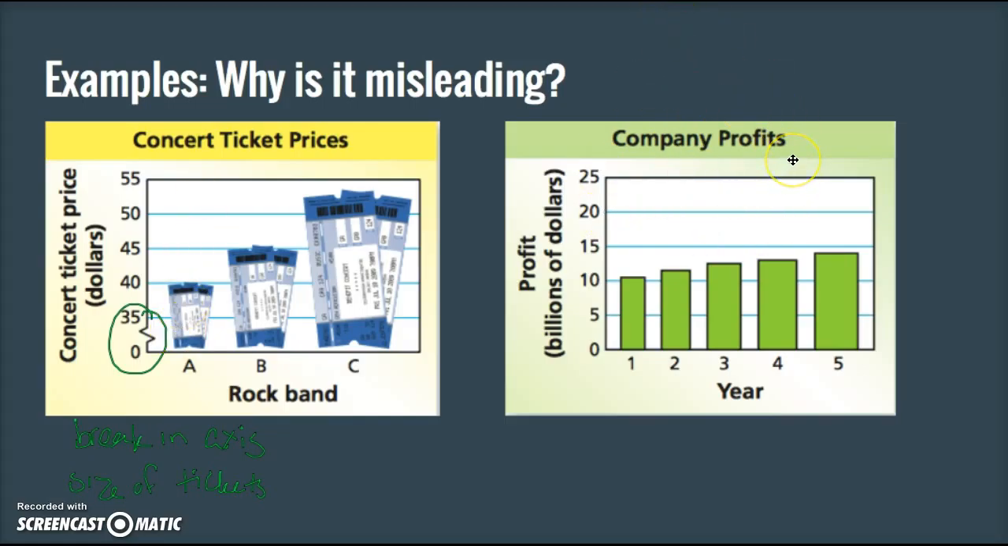Okay, let's look at the second graph. We have company profits. So number of years, year 1, 2, 3, 4, 5, and then the profit in billions of dollars. So how is this misleading? Okay, the first thing I look for is, are there any breaks in the axis, y-axis or x-axis? And there aren't. Okay, so that's fine there. But what I notice about the actual graph is that the bars consistently get wider each time.